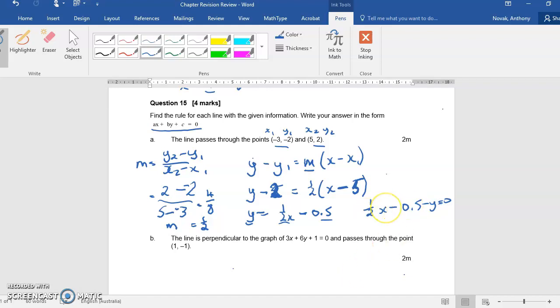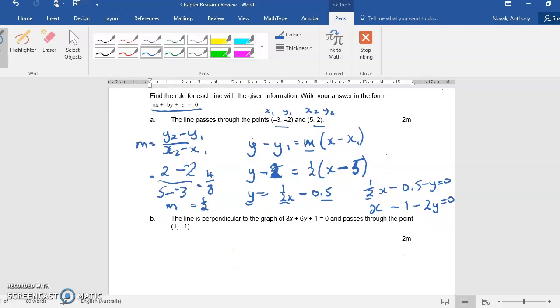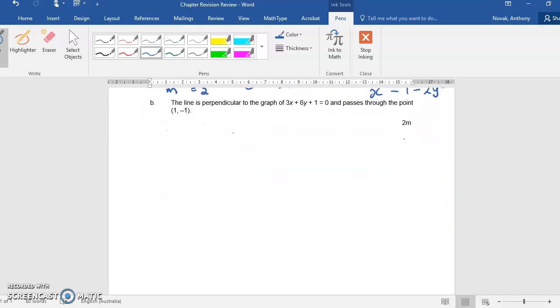And remember those pesky fractions, so we just multiply everything by 2 this time. In other words, we'll get rid of them. So multiply that by 2, we get x. Multiply that by 2, we get 1. And multiply that by 2, we get minus 2y equals 0. And yes, we might want to swap those two terms around. So that's the solution for that one.